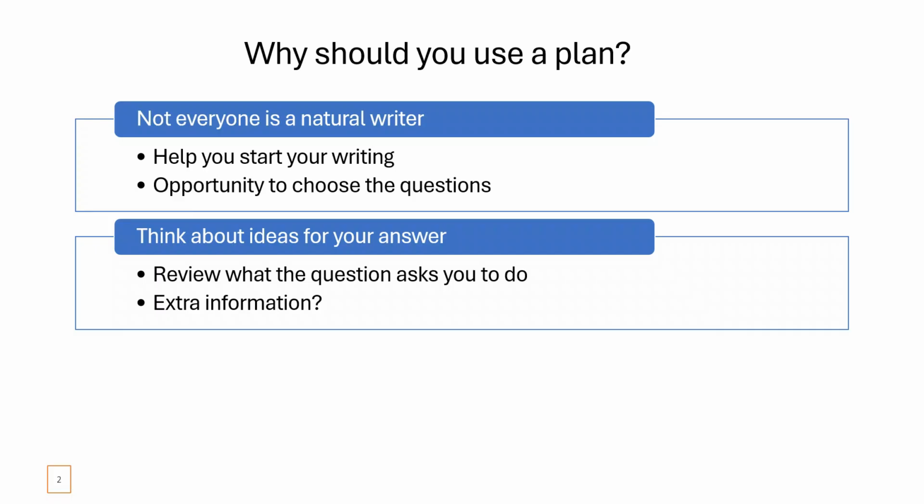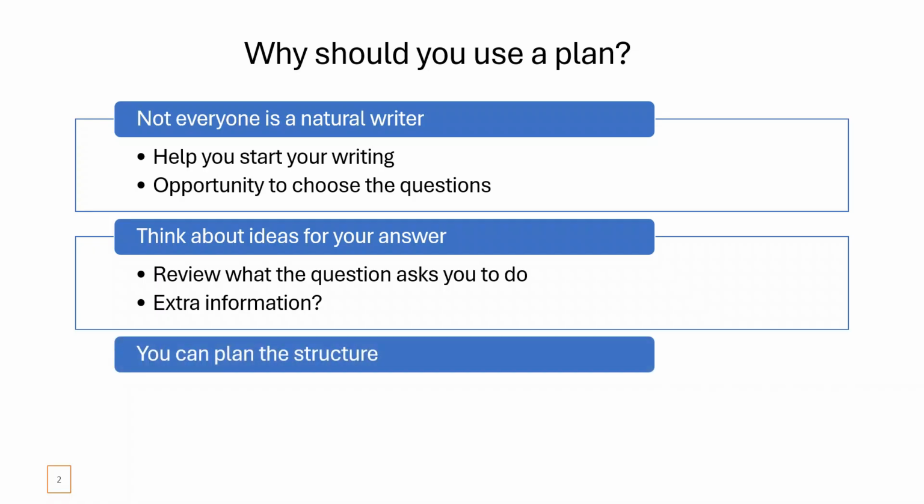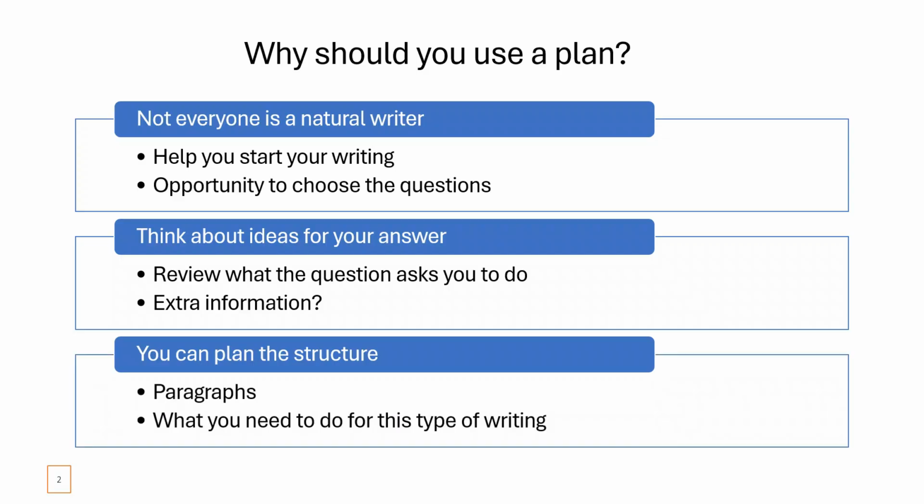And this means you need to review the question and what you have to do in the question, and also helps you to think about extra information you should include in your answer. You can also create the structure of what you're trying to write and what things are important for a specific type of writing.